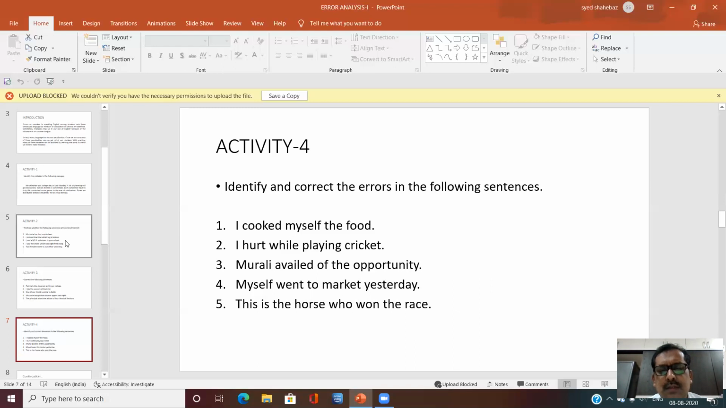This is the horse who won the race. The correct word is not who. This is the horse which won the race. Which, not who. The correct word is which, W-H-I-C-H. This is the horse.